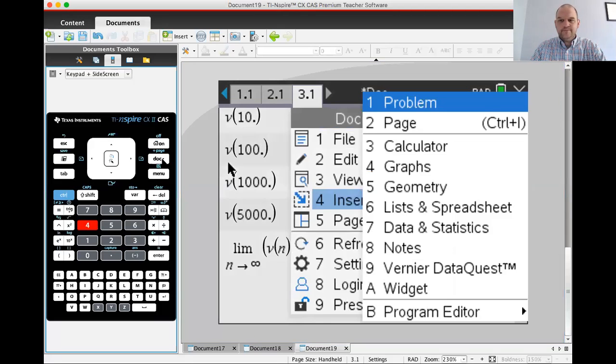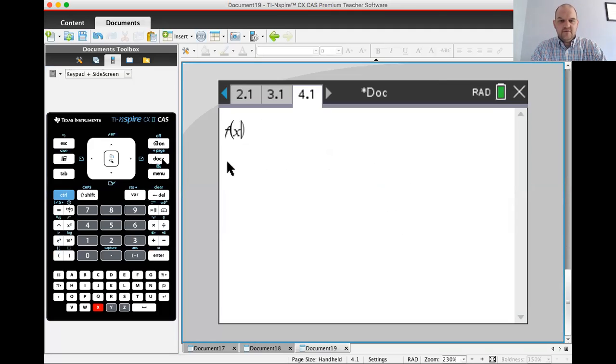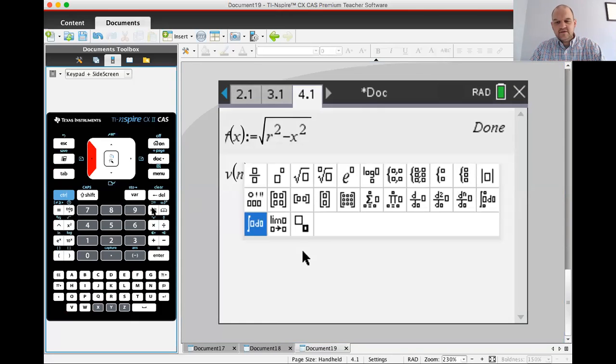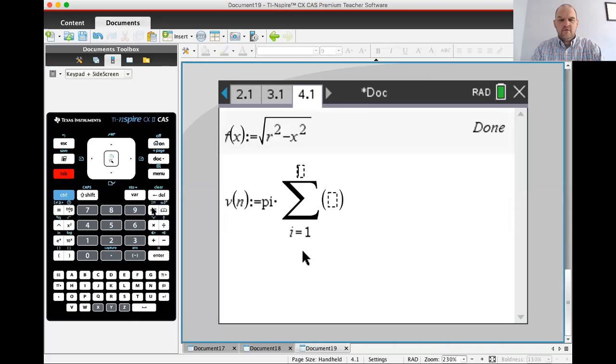Maybe a new problem, and then add a calculator page. f of x is going to be equal to the square root of r squared minus x squared. So that's a generic semicircle. Volume as a function of n, V of n, is going to be equal to pi. I'm going to put the pi on the outside. I'm going to vary it up and risk it and put delta x on the inside. So the sum from 1 to n. You can put the pi inside too. It really doesn't matter. If it doesn't depend on i, it can go anywhere, inside or outside. You can factor it out, and you factor it back in. It has to do with the distributive property, which I'm sure you're familiar with.